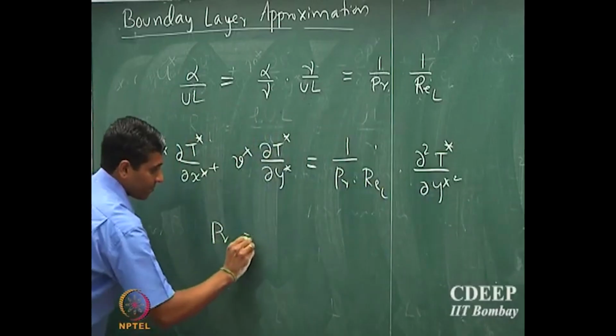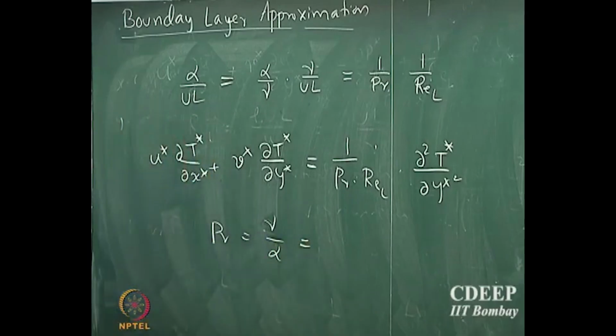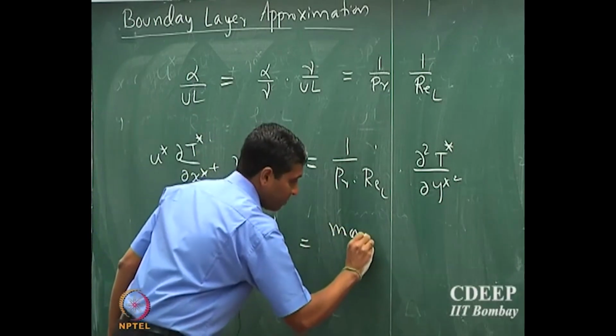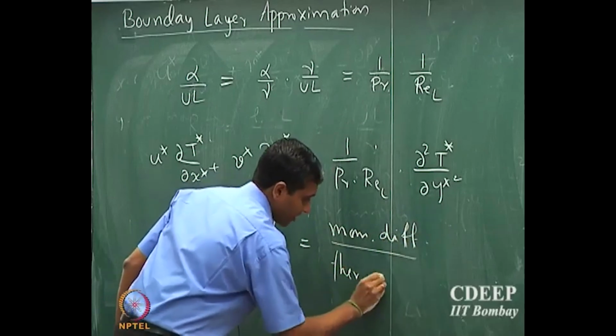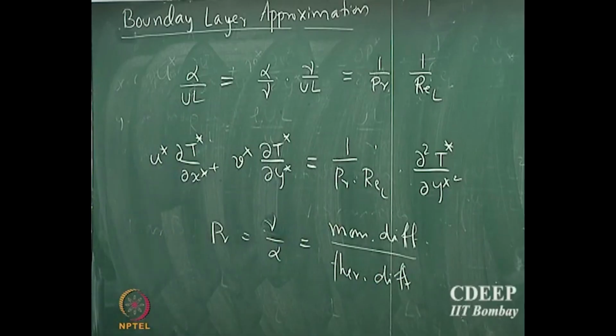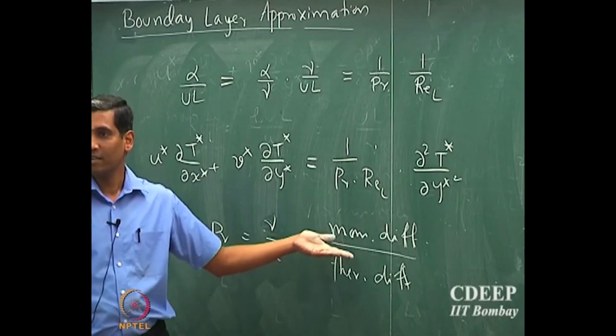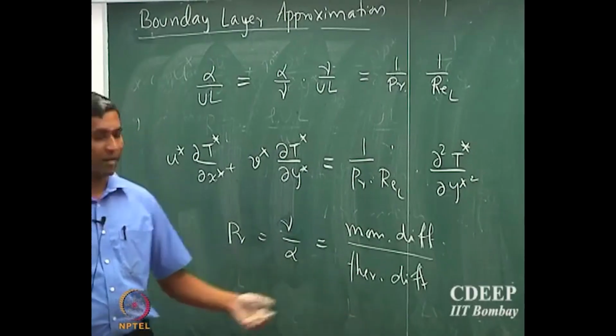So, Prandtl number is nu by alpha. Nu is momentum diffusivity, alpha is thermal diffusivity, right. So, this is momentum diffusivity divided by thermal diffusivity. So, that is what is Prandtl number. It tells you, supposing if there is simultaneous momentum and heat transfer, what is the extent of momentum diffusion versus the extent of thermal diffusion, and both of these are happening simultaneously. Okay.